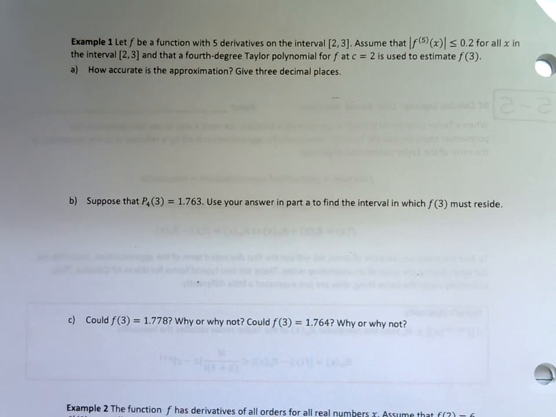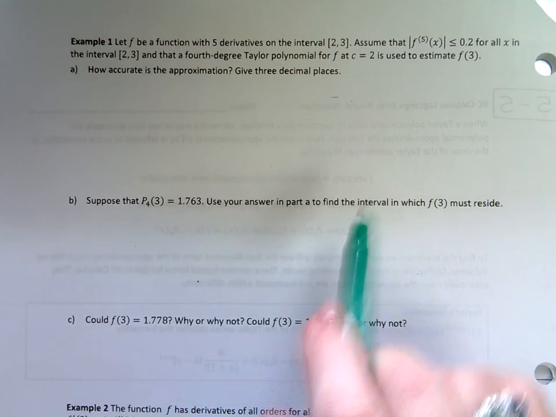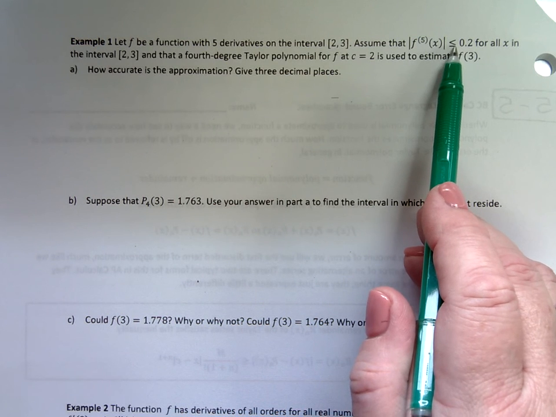So, example 1. Let f be a function with 5 derivatives on the interval from 2 to 3. Assume that the absolute value of the 5th derivative is less than or equal to 0.2 for all x in the interval from 2 to 3, and that a 4th degree Taylor polynomial for f at c equals 2 is used to estimate f of 3. All right, what does all that mean? How accurate is the approximation? Give 3 decimal places. Well, this is the approximation right here, because that's got the inequality with it. That's where your error is.